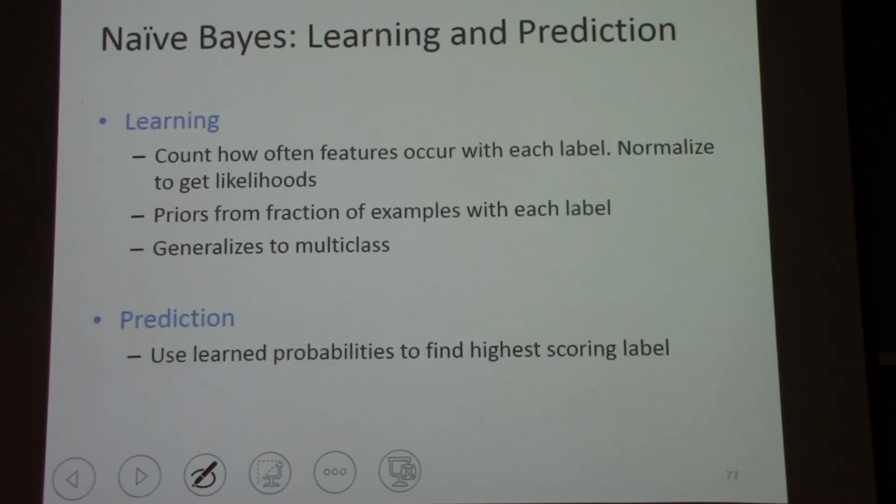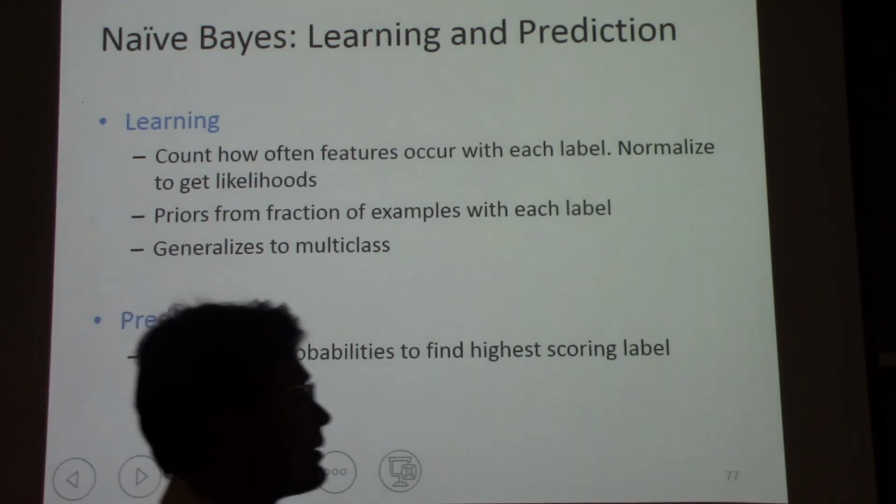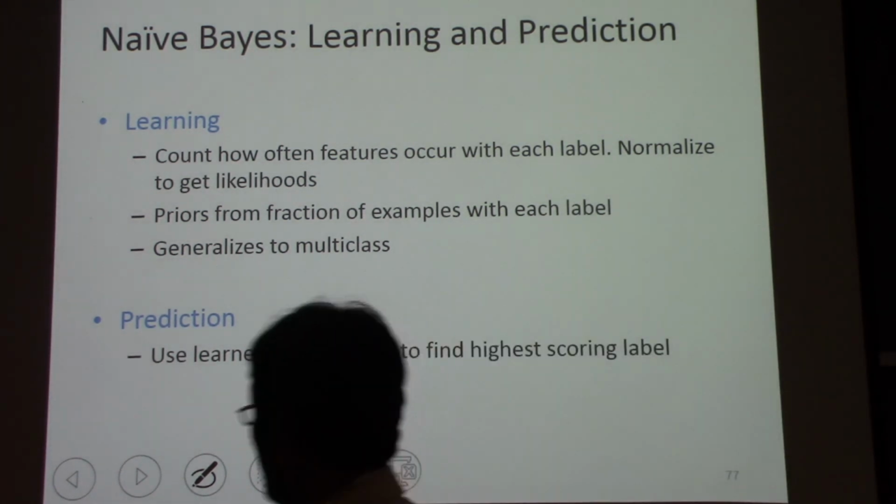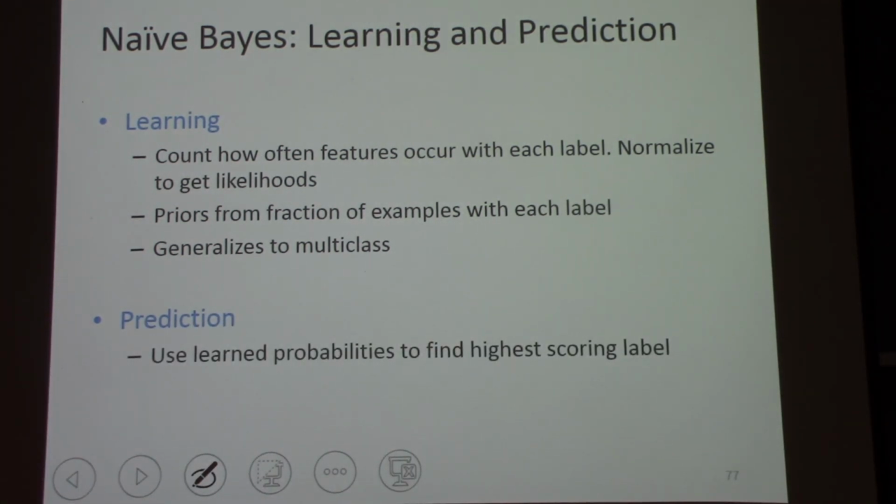So let me summarize what we have. The naive Bayes classifier makes this extremely strong, naive independence assumption that every feature is independent of all other features given the label. With this assumption, we can even prove that learning can be reduced to simple counting. If you have a binomial distribution, then we just derived the example. It can be extended to multi-class easily. And prediction is also fairly simple. All we have to do is apply the MAP rule, use the learned probabilities, and find the label that has the highest posterior probability.